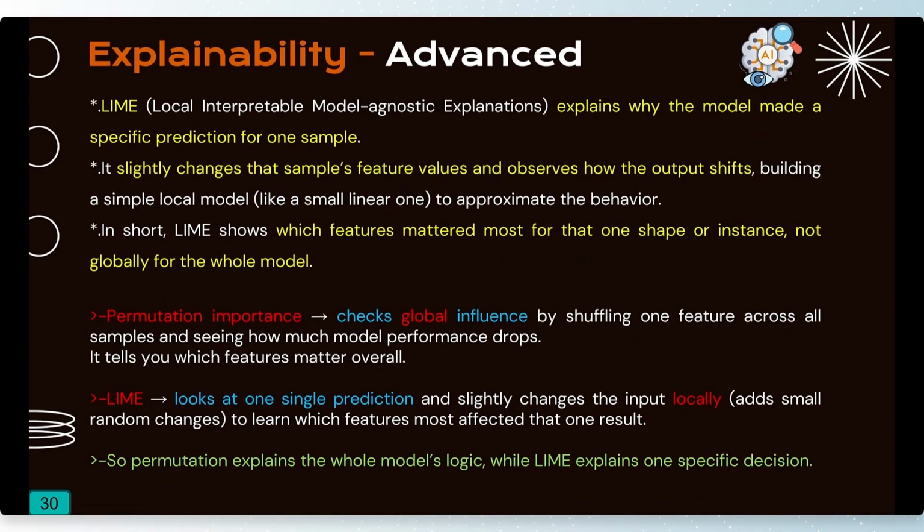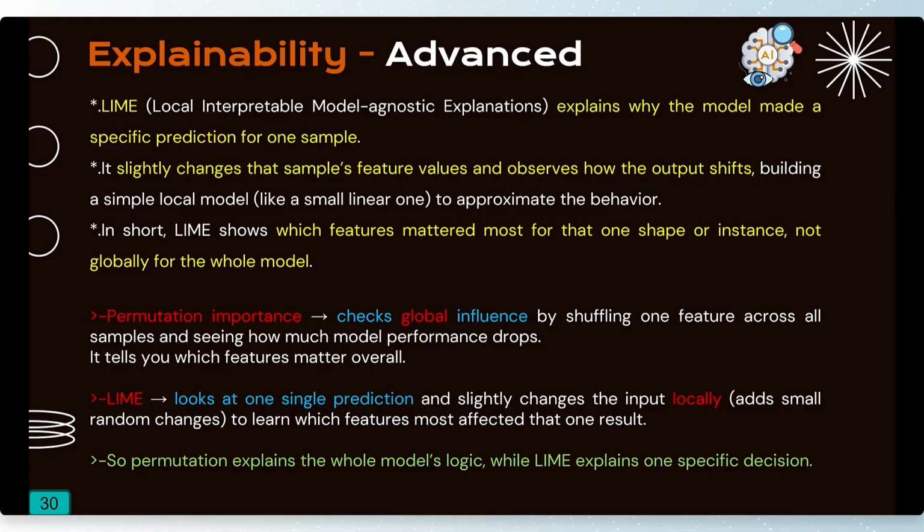Also, we have another advanced XAI algorithm called LIME, or Local Interpretable Model-agnostic Explanations, which explains why the model made a specific prediction for one sample. It slightly changes the sample's feature values and observes how the output shifts, building a simple local model, like a small linear one, to approximate the behavior. In short, LIME shows which feature matters most for that one shape or instance, not globally for the whole model.